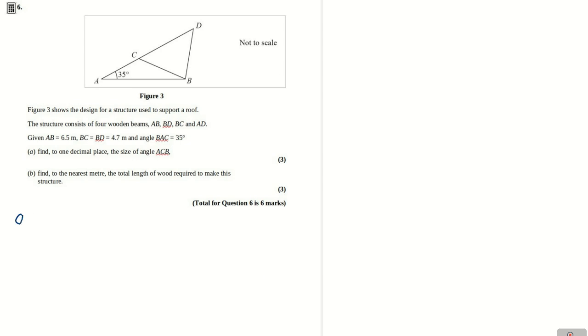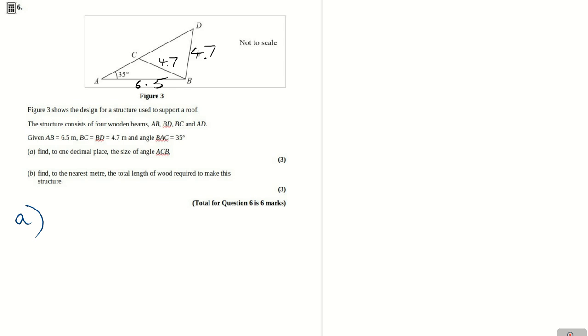Okay, so let's have a look. It's a structure to support a roof, and we've got four wooden beams. The four wooden beams being the three sides of the big triangle plus this extra side BC there. Now it gives us some measurements. I'll write them on. AB is 6.5, so that's 6.5. BC is 4.7, and that's the same as BD.